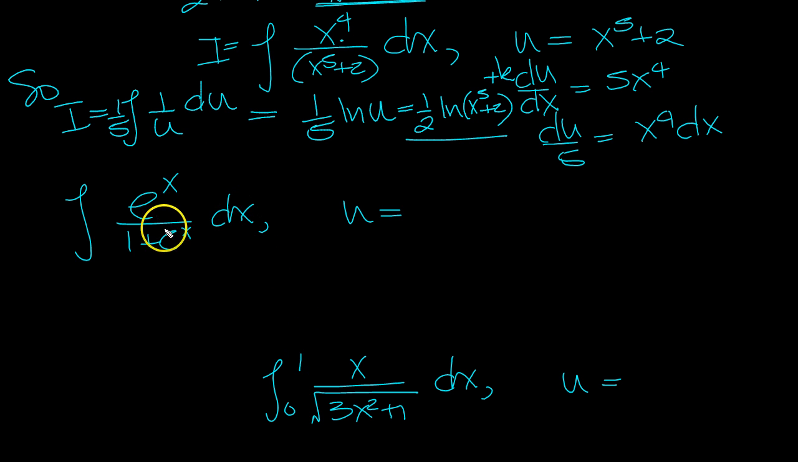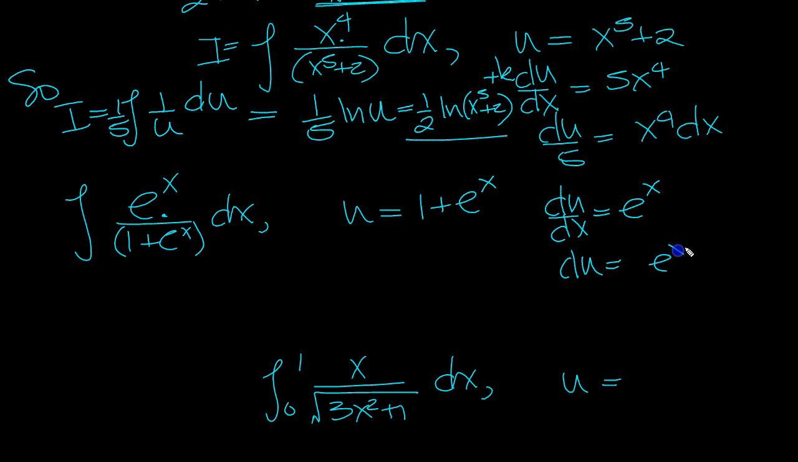Okay, good. So, see the 1 over something? c to the x times 1 over something, isn't it? And that differentiates to the other part of the product. So u is equal to 1 plus e to the x. du/dx is equal to e to the x. So du is equal to e to the x dx.